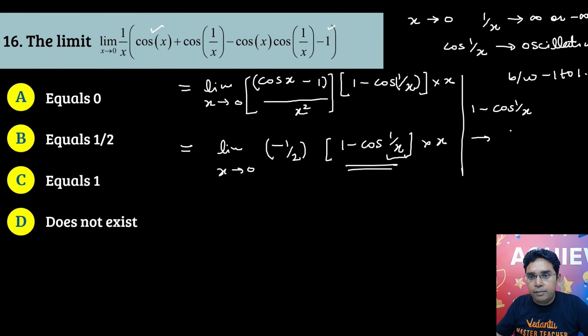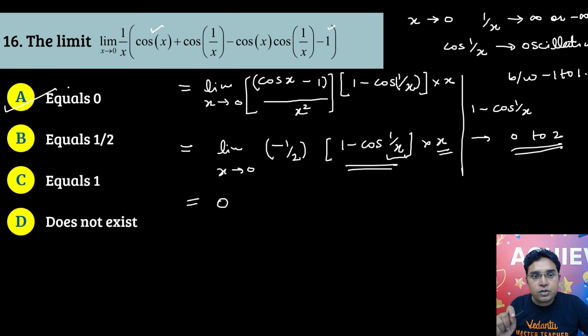So this bracket, which is 1 minus cos of 1 by x, will be oscillating between 0 to 2. But 0 to 2, whatever it is, is going to be a finite value. Here we are multiplying with x, which is approaching 0. So 0 multiplied with any finite number will give us the limit equal to 0. So the answer for this will be A.